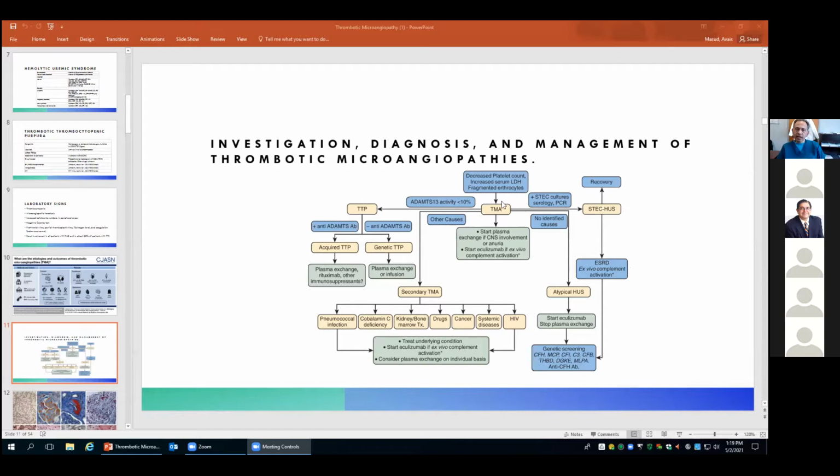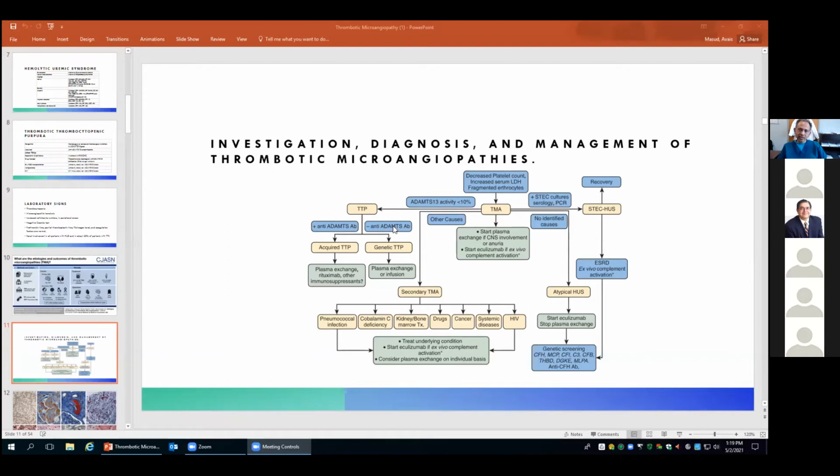Then if you have TMA and you've ruled out any history of diarrhea, you will check the ADAMTS13 activity. If it's less than 10% activity, then it's TTP. ADAMTS13 is a protease, and when its activity is less than 10%, you check if anti-ADAMTS13 antibodies are present. That is acquired TTP. But if there are no antibodies, then it's a congenital absence of that protease.